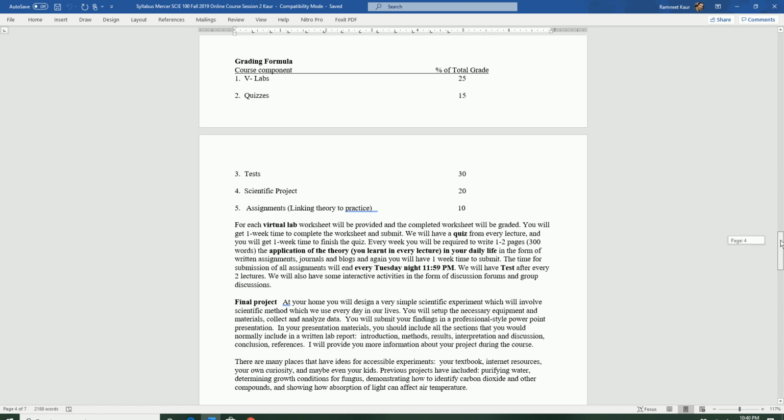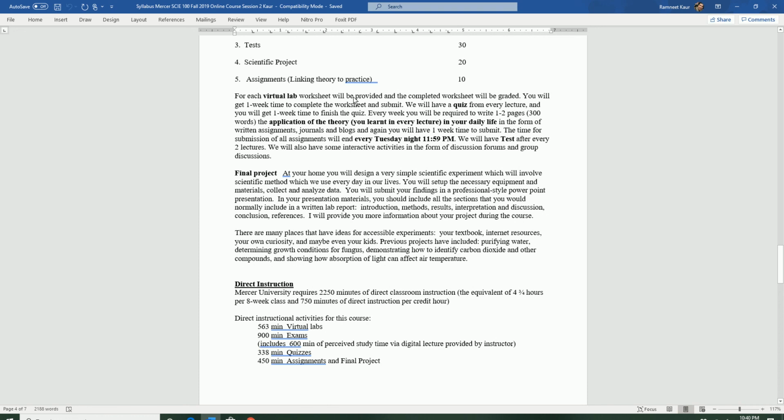Okay, let's go over a few of these things. For each virtual lab, a worksheet will be provided, and the complete worksheet will be graded. You will get 1 week to complete the worksheet and submit. We will have a quiz from every lecture, and you get 1 week to finish the quiz. Every week you will be required to write 1 to 2 pages, 300 words, on the application of theory, which is your theory to practice assignment. It is the application of the theory you learned in every lecture in your daily life.